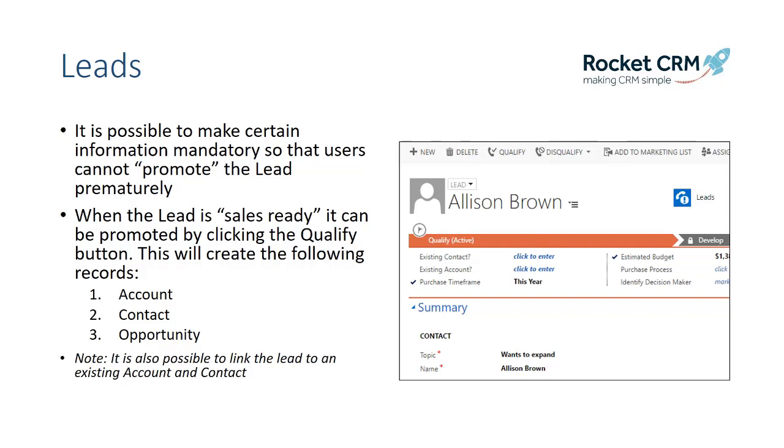When the lead is sales ready, it can be promoted by clicking that qualify button, and it will create the following 3 records. It will create an account, a contact, and an opportunity. So we've already looked at those.